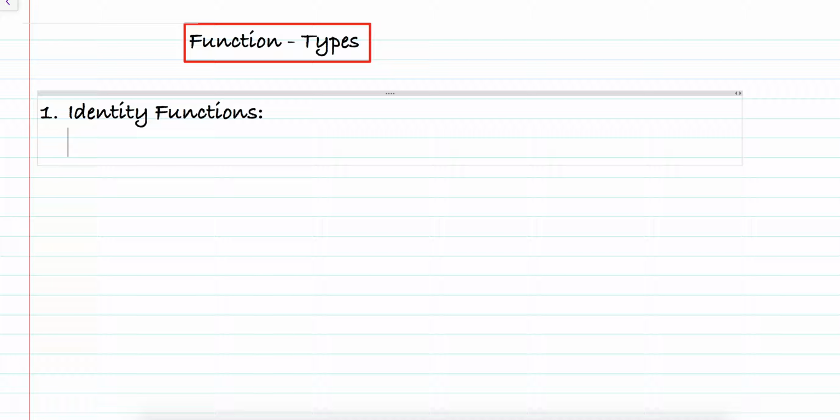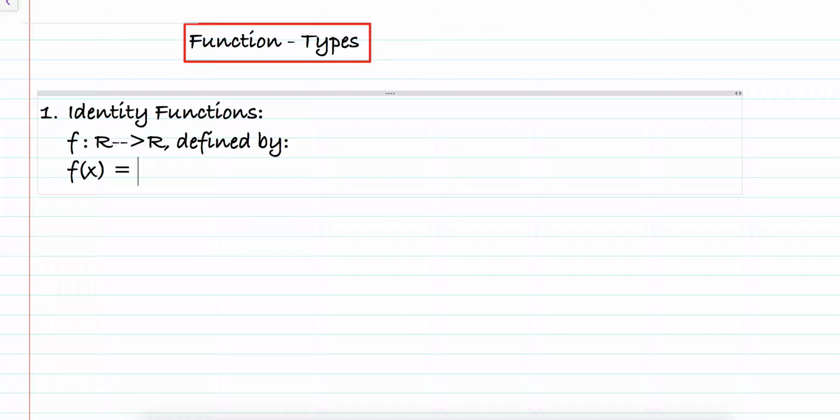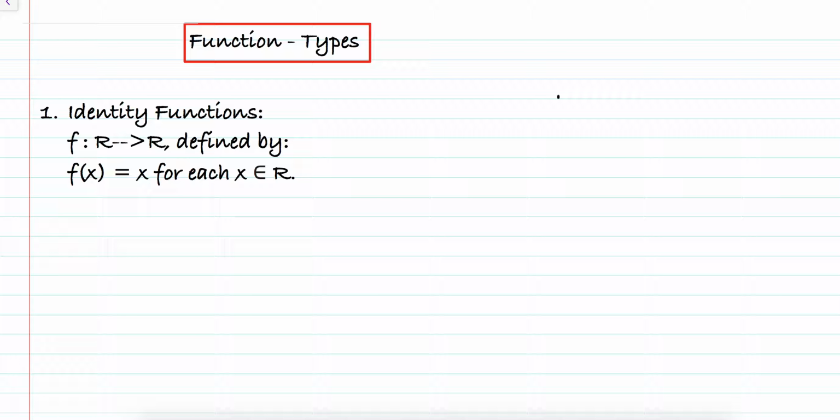So we will define it as f from real numbers to real numbers, and it's defined by f(x) equal to x for each x belonging to R. So pictorially we will see how this function looks like.